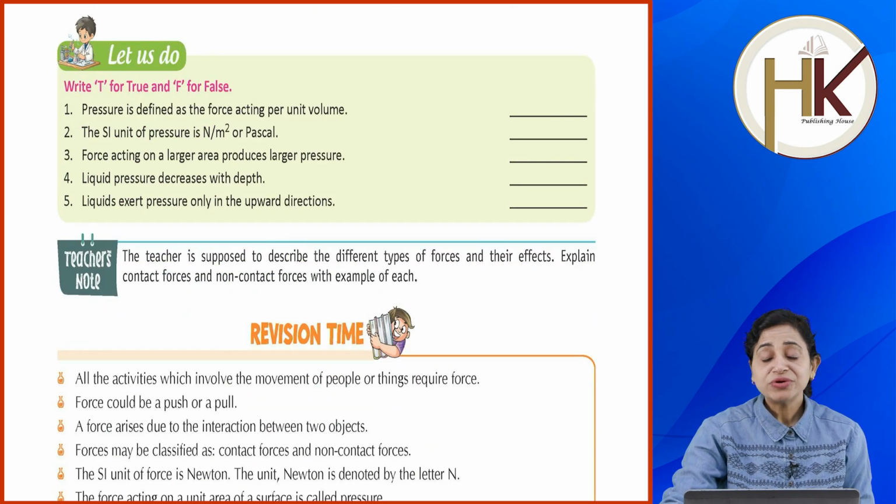Let us do. You have to write T for true and F for false. Yes, children, once again an opportunity to check and recall the chapter's information.